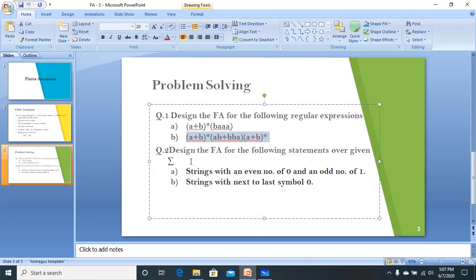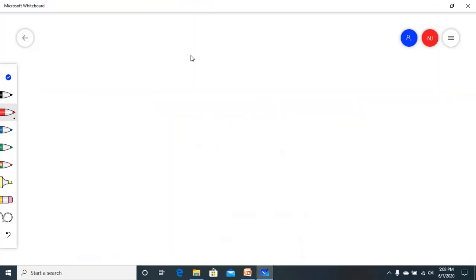So what about question number 6? Design the FA for the following languages over the given alphabet. It is an interesting part here. In question number 6, the first one is strings with an even number of zeros and an odd number of ones. What are the strings with an even number of zeros and an odd number of ones? The input alphabet is now 0 and 1. So which strings are now our regular language?